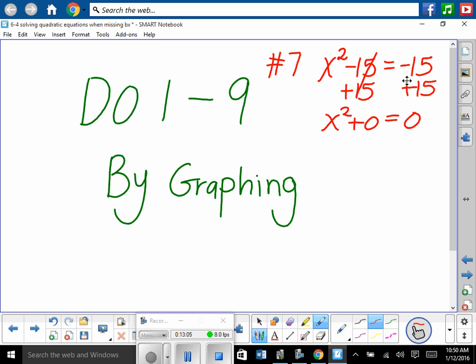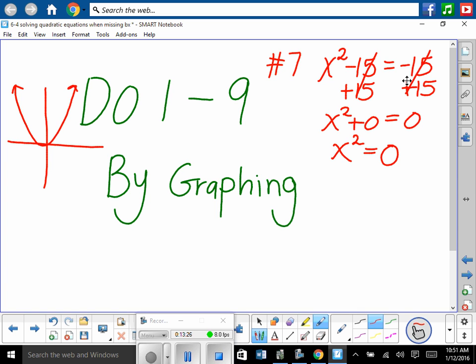Is equal to 0. Isn't that 0? So really we have x squared is equal to 0. So isn't that going to just look like this? Yeah? Isn't it going to just look like that? Isn't that our basic, most parent function from quadratics?